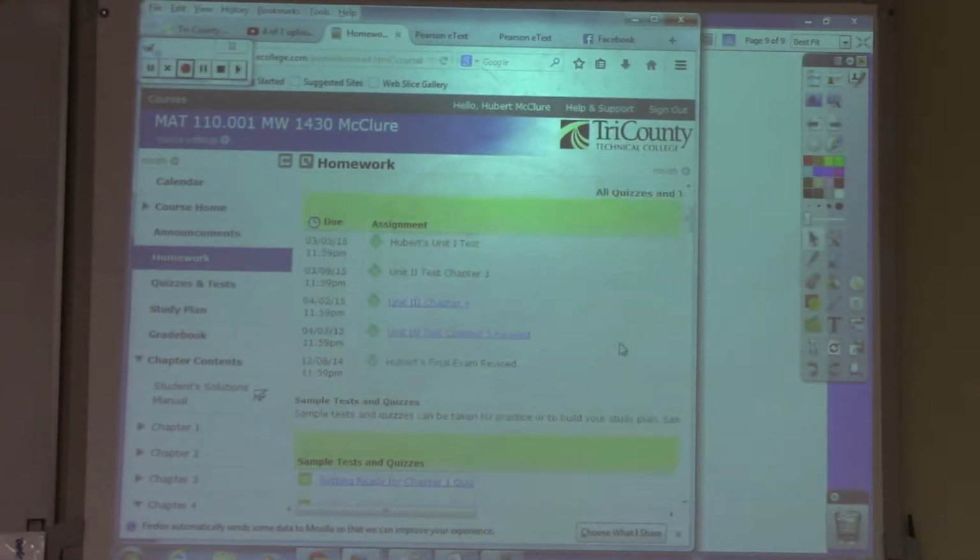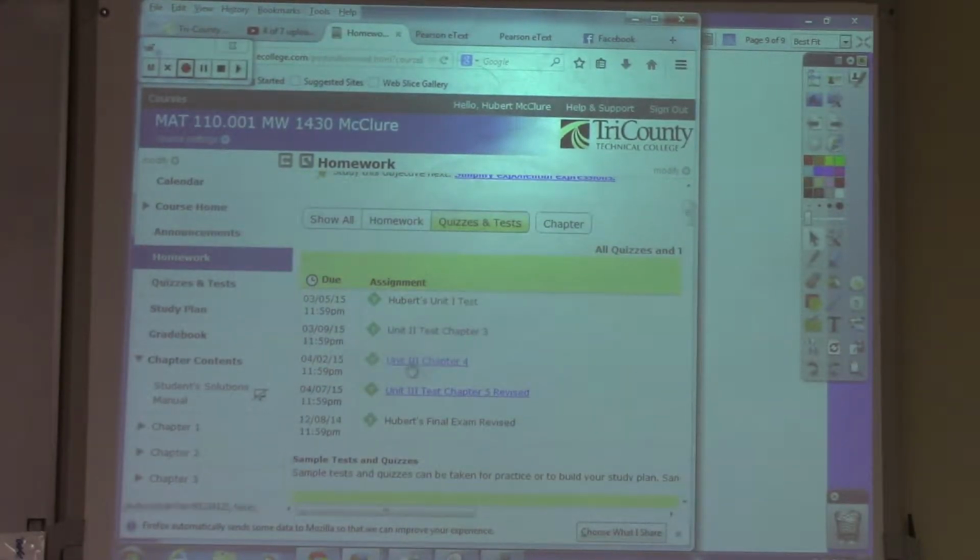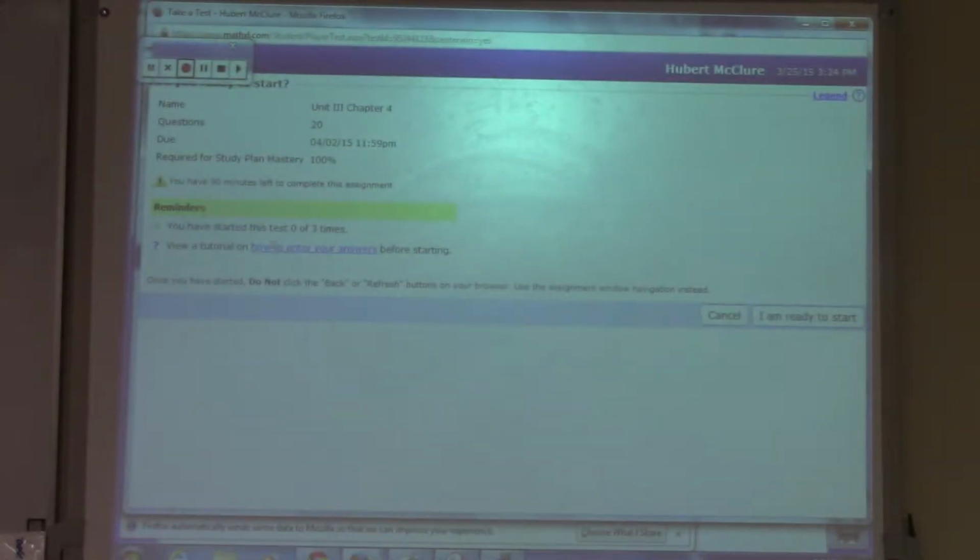The chapter 4 test, which is unit 3, chapter 4. I broke it up into 2 tests. Unit 3, chapter 4 is due on the 2nd. Unit 3, chapter 5 is due on the 7th, so a week later. You can do all of them at one time or you can do them separate. And the homework will correspond pretty much with those dates. So you can look it up and see what the homework is. Chapter 4.